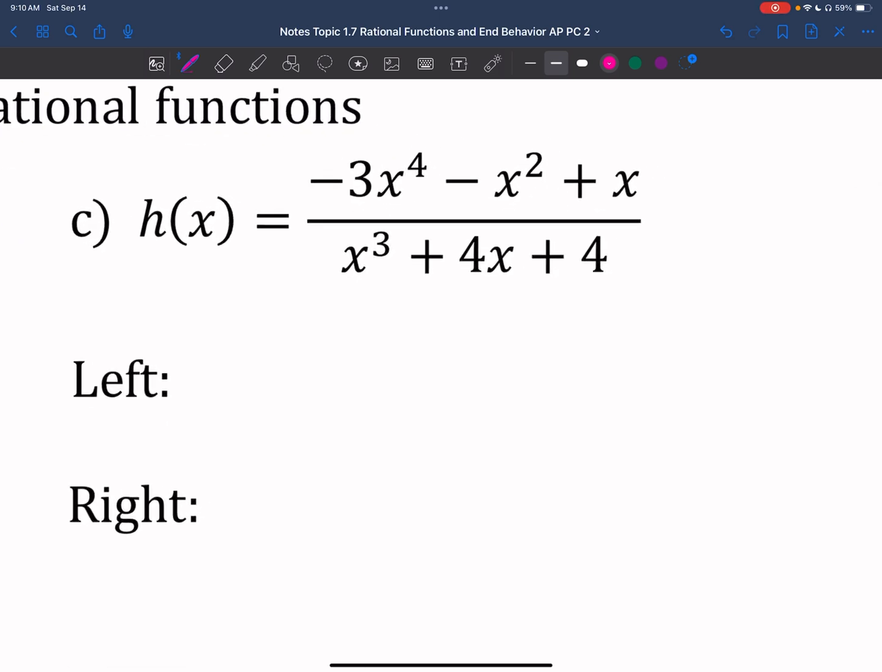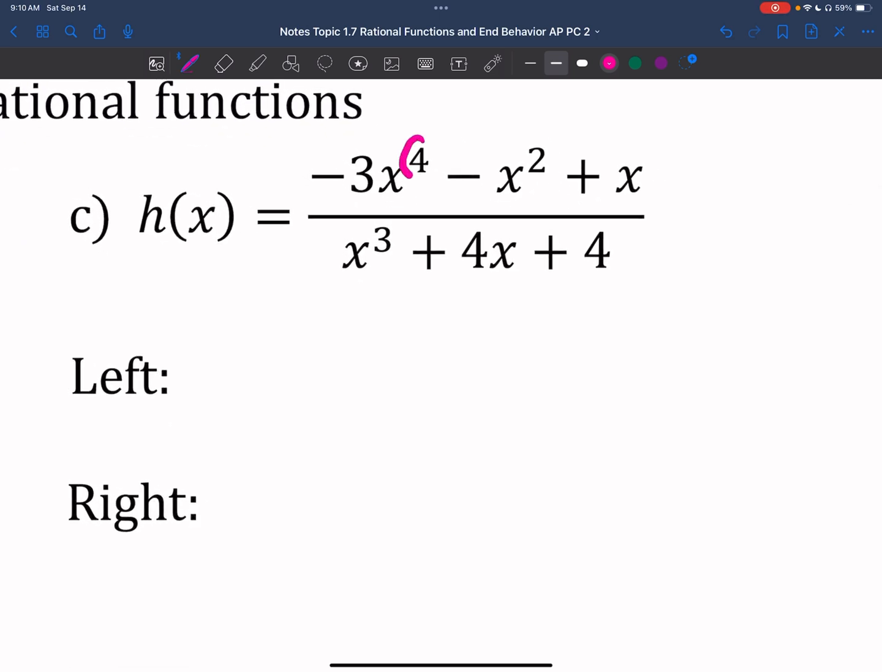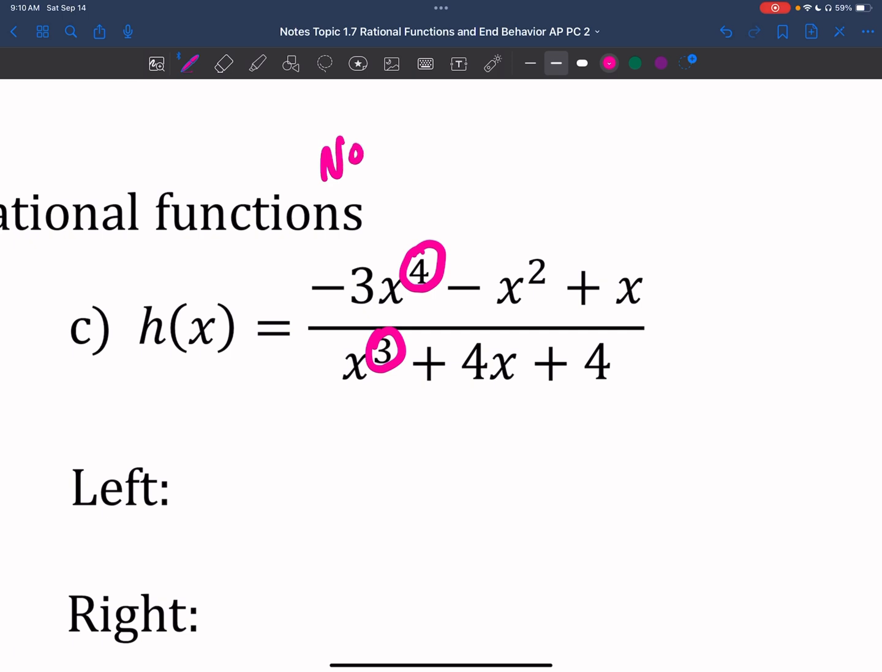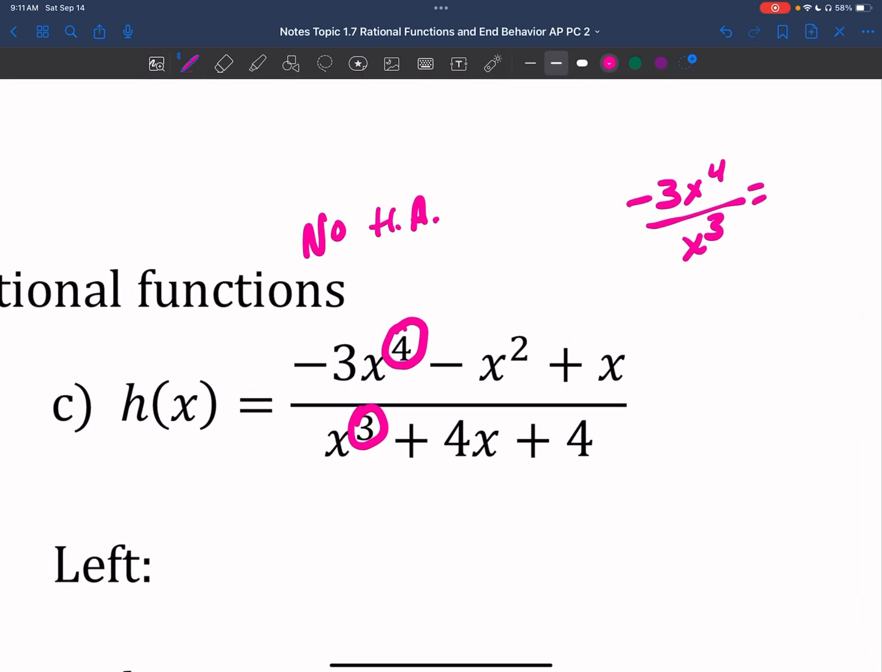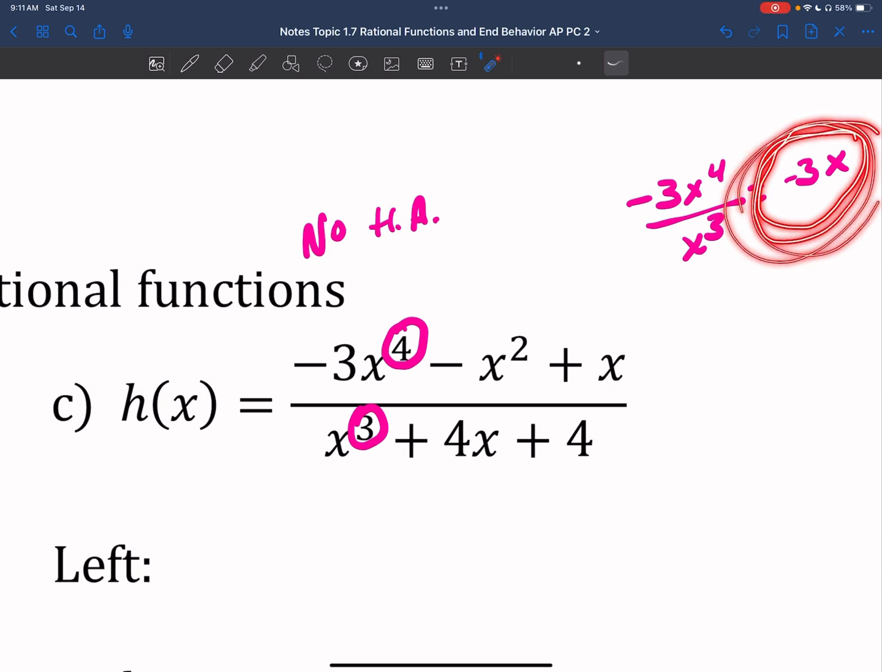Okay, next example for C. My numerator has a degree of 4, my denominator has a degree of 3. So in this one, I don't have a horizontal asymptote, so I'm going to make a note of that. And then I'm going to divide it. So negative 3x to the 4th over x cubed. When I simplify this, I get negative 3x. So I know that the limit will behave like the function y equals negative 3x.